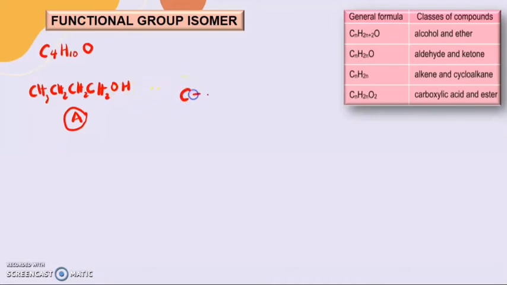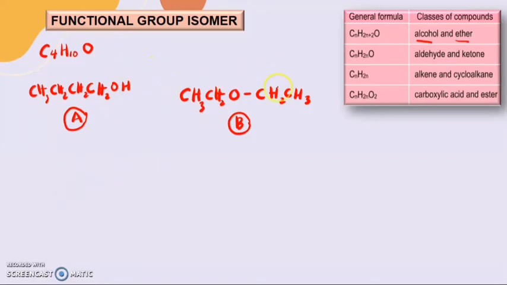So I have another structure with this alkoxy group. And I name it as B. A and B have same molecular formula C4H10O, but A has hydroxyl as functional group, while B has alkoxy functional group. So look at these pairs, alcohol and ether, A as alcohol, B as ether. So A and B are said to be functional group isomer.